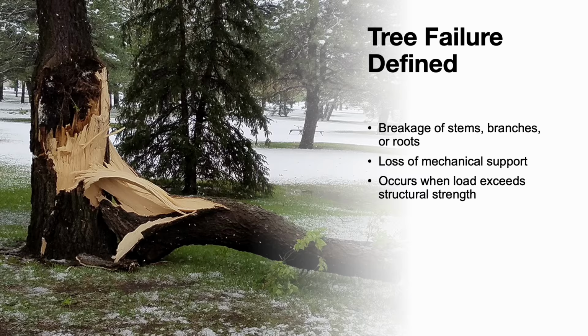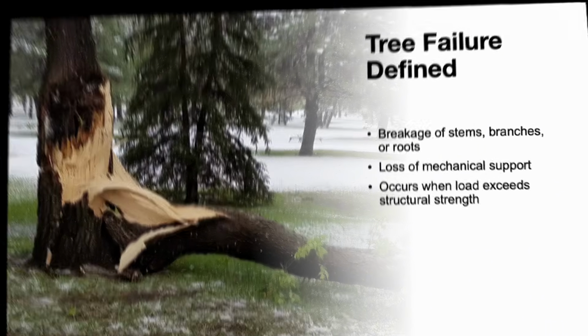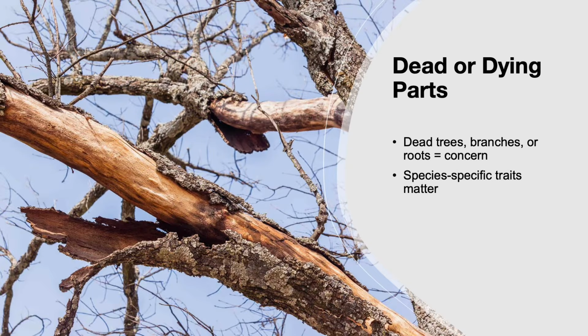Even healthy trees can fail under extreme conditions. Usually, failure results from both structural issues and loading events like wind. Dead trees or limbs are clear hazards, especially when a target is nearby. But not all dead branches are urgent concerns. Some species retain deadwood for years, so it's important to know the species and the local climate.